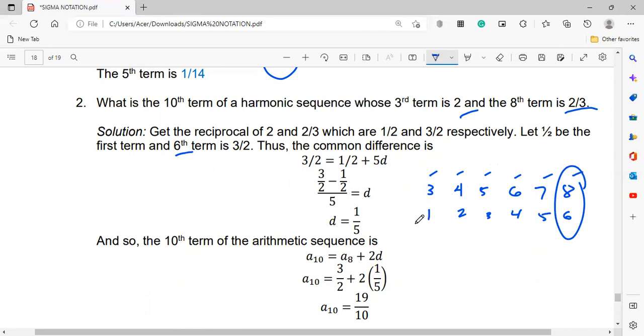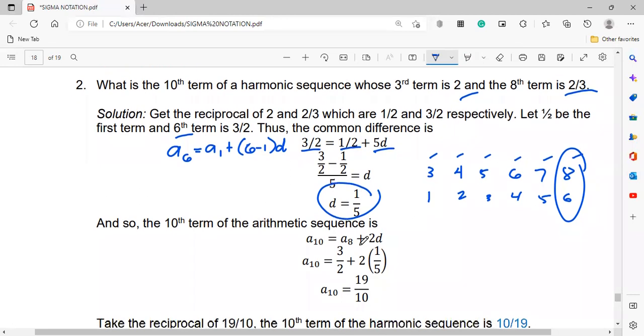Okay, just for us to get the common difference. So the sixth term is equal to a sub 1 plus 6 minus 1 times the common difference. So the sixth term is 3/2. The first term is 1/2. 6 minus 1 is 5 times d. Hence, the common difference is 1/5. Now, we need to transform that, no? So, we're now ready to get the 10th term.